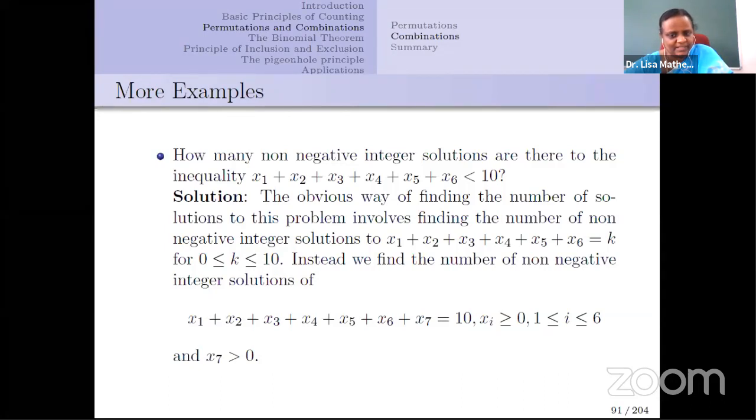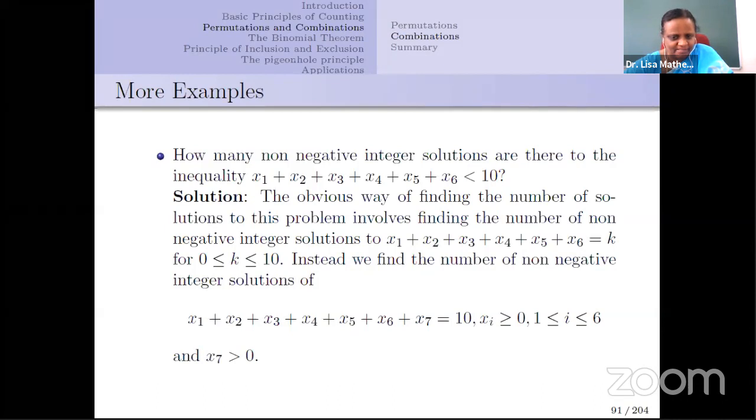Now I know that xi is greater than or equal to 0. And suppose I say that x7 is not 0. If x7 is anything other than 0, then obviously x1 to x6 should be strictly less than 10. So basically, the number of solutions for that first inequality will be exactly the same as the number of solutions to this equation that I've written.